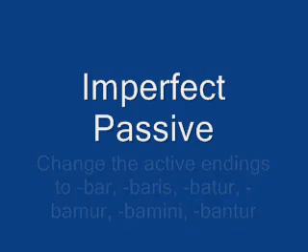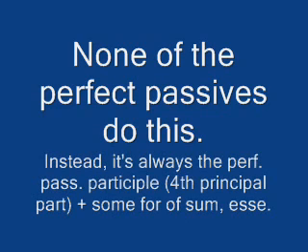You'll certainly remember, however, that none of the perfect tenses do anything like that to form the passive. That is, you're not changing the endings in the perfect tenses from active to passive, but rather you're using the perfect passive participle, i.e. the fourth principal part, and some form of sum.